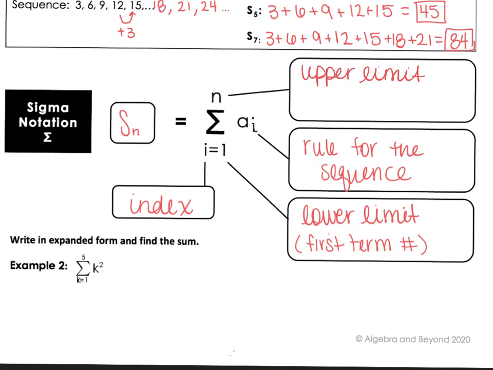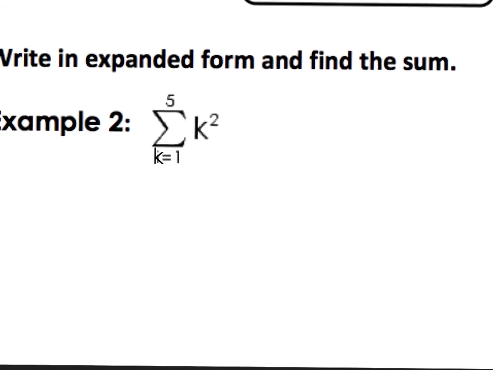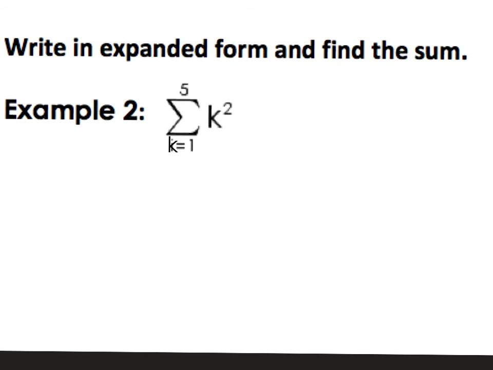And that's going to be our last term number, so kind of like telling us where to stop. So let's use the sigma notation to solve this example. We want to write this in its expanded form, and then we'll find the sum. So we'll be plugging in this 1, and we're going to plug it into our rule. So our rule is just k squared.